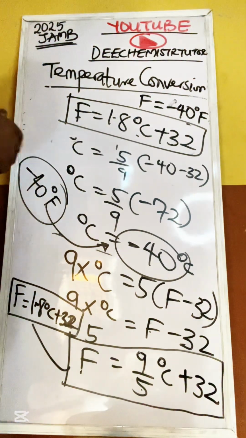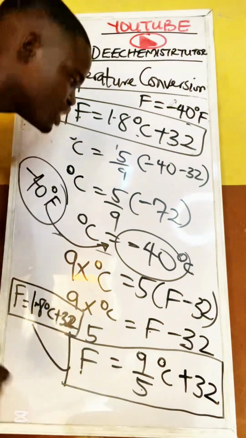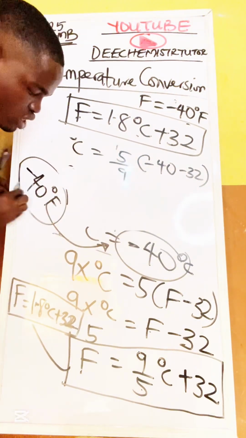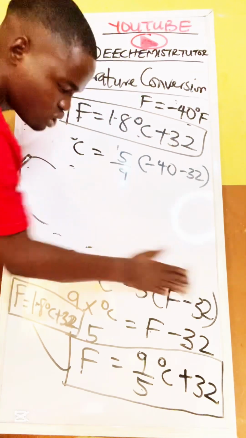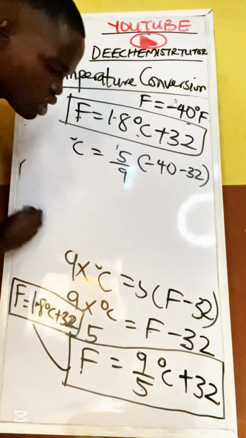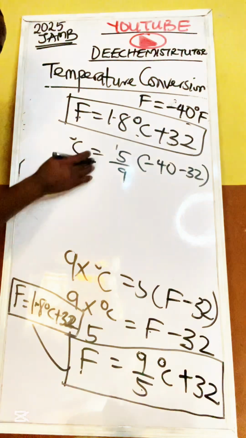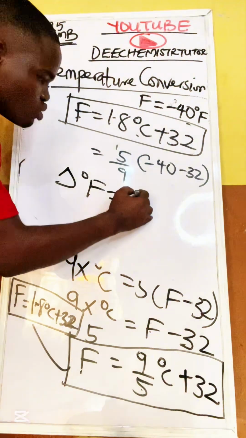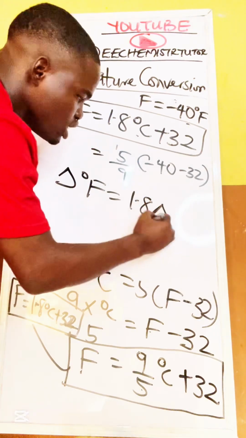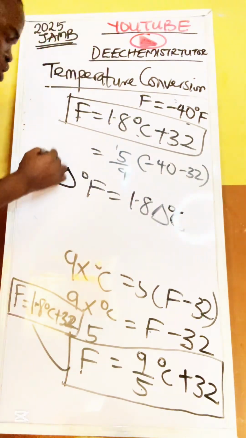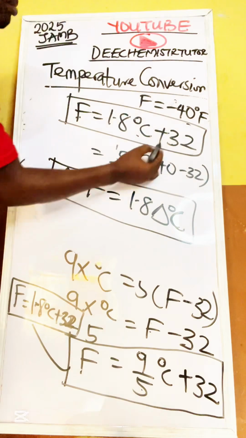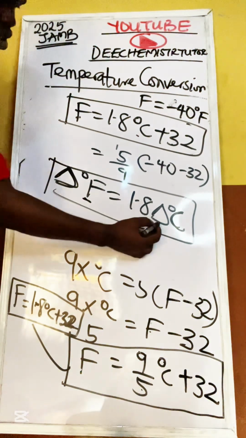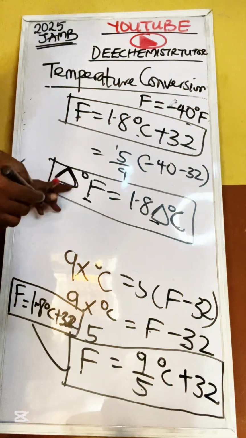Okay. Now, another thing that people don't know is when they say change. Okay, change. So what is the value? You must know that change in degree Fahrenheit equals 1.8 times change in degree Celsius. So you must take note of this. The 32 will leave. So when they say change, this will be the relationship of a change.